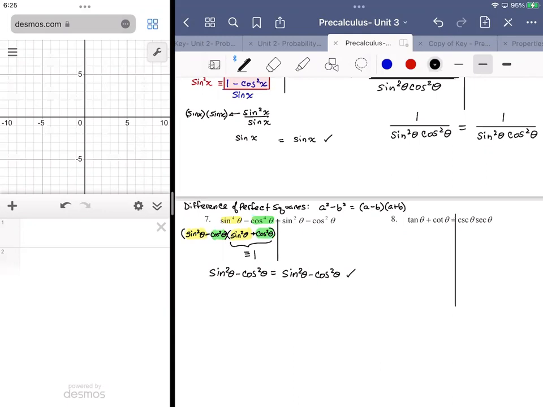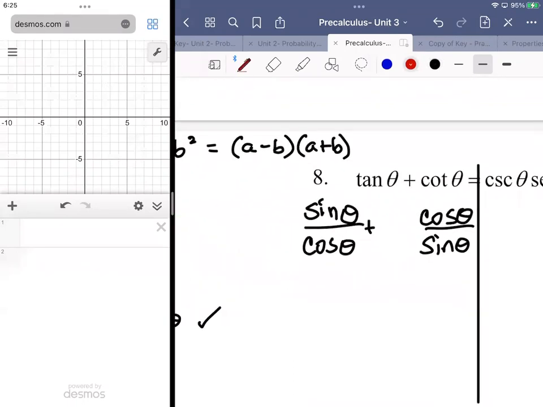Tangent, by definition, is sine over cosine, so sine of theta over cosine theta. Cotangent is cosine theta over sine theta. If I want to add 2 fractions, I've got to get a common denominator. So my first fraction, top and bottom, is going to get multiplied by sine of theta. The second fraction, top and bottom, gets multiplied by cosine theta. So we now have a common denominator of sine theta cosine theta.